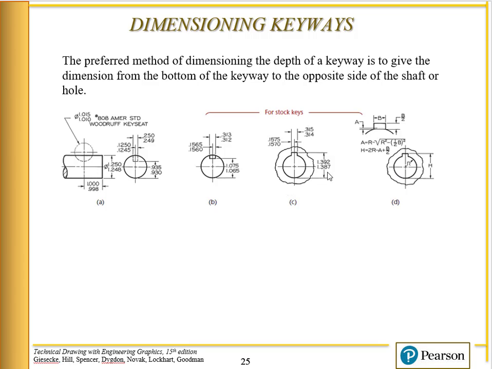Now, if we're talking about the opposite, stock keys like this, again, we have the key. This would be like the hub feature. This would be like the shaft. So we have the width of the key. We have half of the width to say that this will be on the center of that cylindrical feature. And then we have this length here, which comes from the opposite side to the depth of the keyway. So that's how we do it.